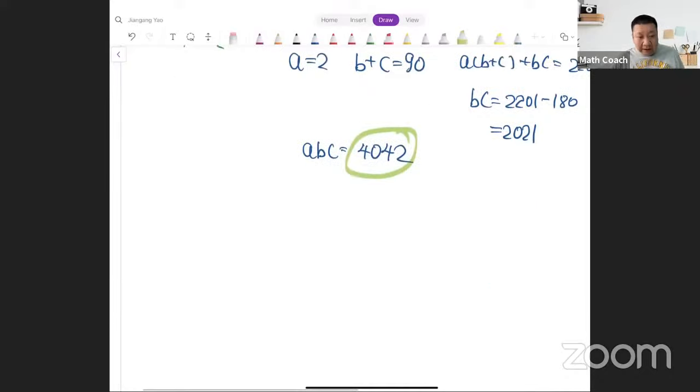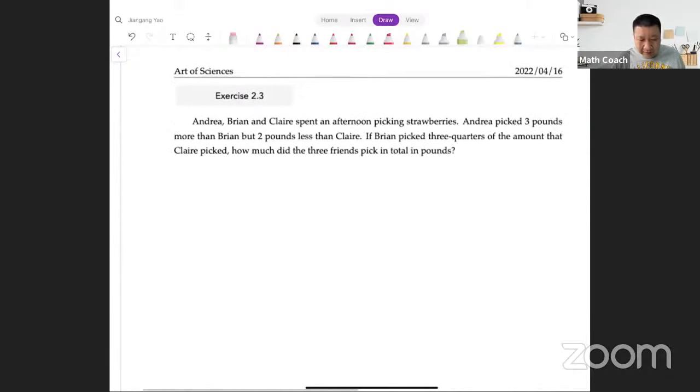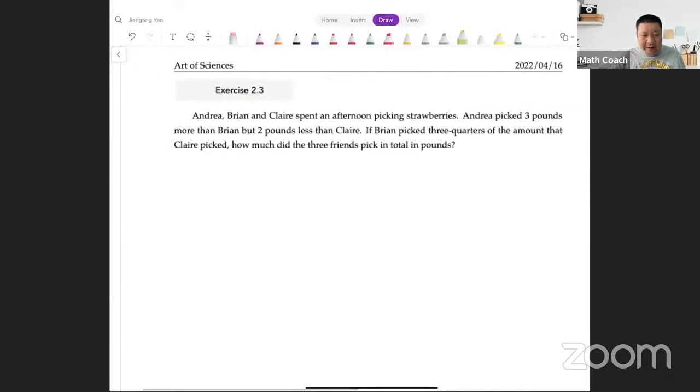All right, so next, 2.3. Andrea, Brian, and Claire spent an afternoon picking strawberries. Andrea picked 3 pounds more than Brian, but 2 pounds less than Claire. If Brian picked 3/4 of the amount that Claire picked, and 52, go ahead.